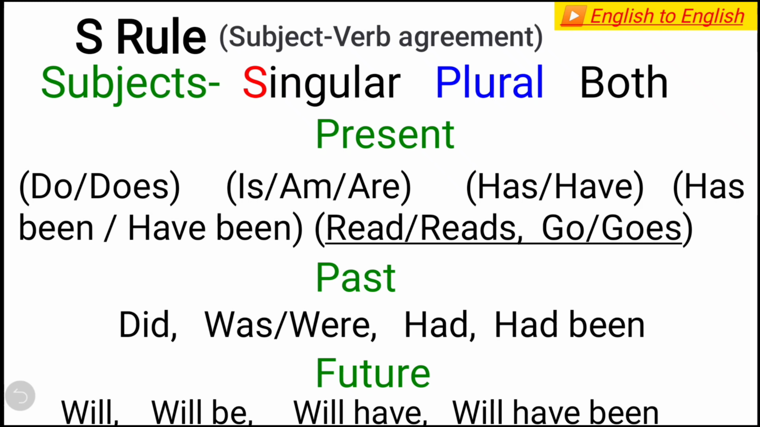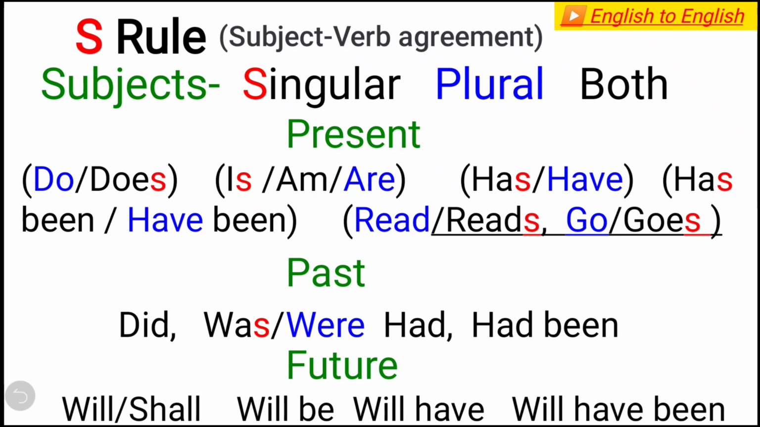We knew the subject, we knew the verb. Let's try to make the agreement, or the trick how to make the agreement. That is S rule actually. Can you see this, which is in red? Why is it in red? Because you can see some words like has been, or does, or is, or reads, or goes. These words also have the letter S at the end of it, and that is red.